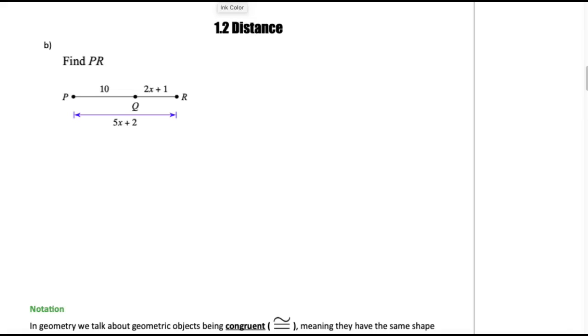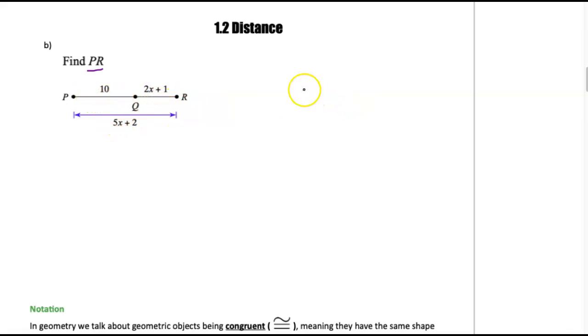Here's another example of using the segment addition postulate. This one's a little more complicated because we have an algebraic expression, so we have a variable in here. And so we want to find the measure of segment PR, so we want to find the entire length.